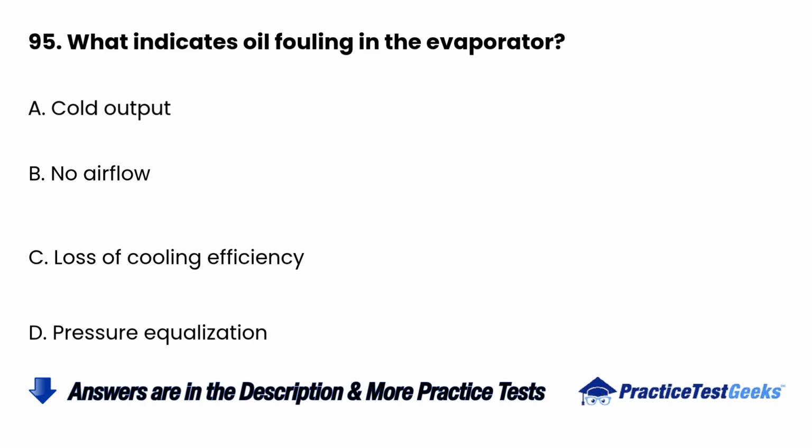95. What indicates oil falling in the evaporator? A. Cold output. B. No airflow. C. Loss of cooling efficiency. D. Pressure equalization.